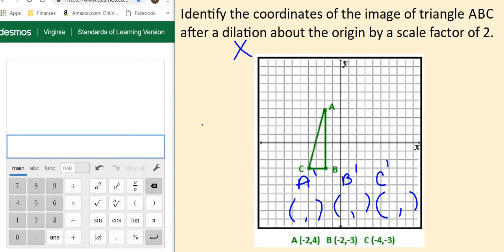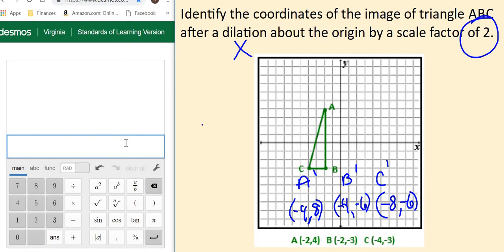So -2 times 2 is -4. 4 times 2 is 8. So that would be A prime. -2 times 2 is -4. -3 times 2 is -6. -4 times 2 is -8. And -3 times 2 is -6. So that's all you had to do to dilate.